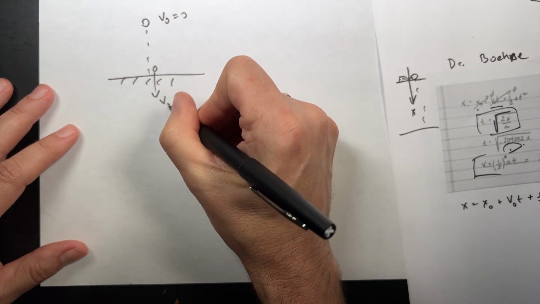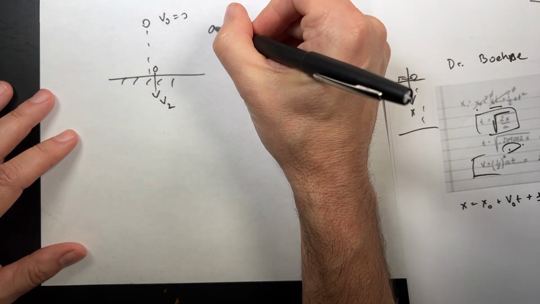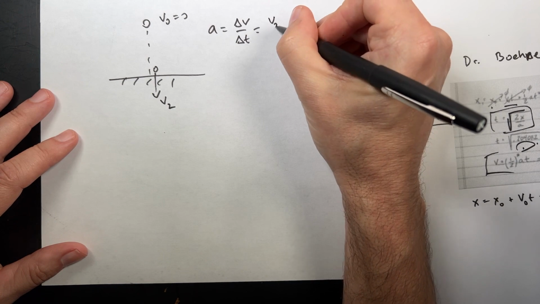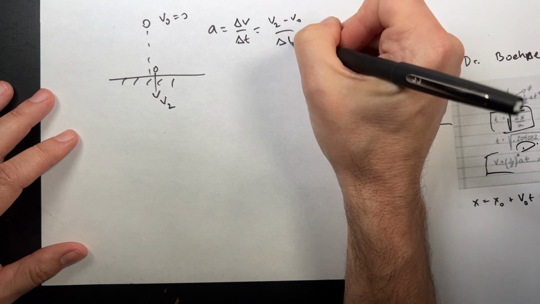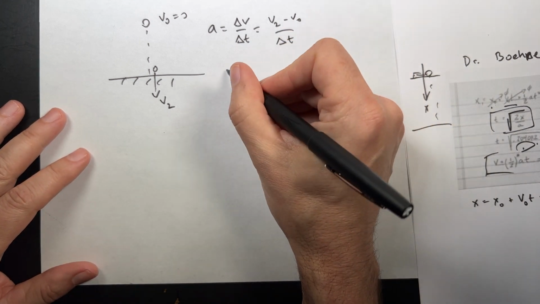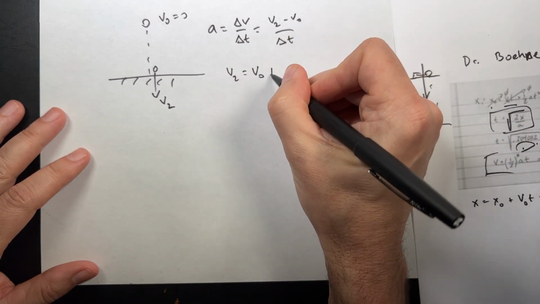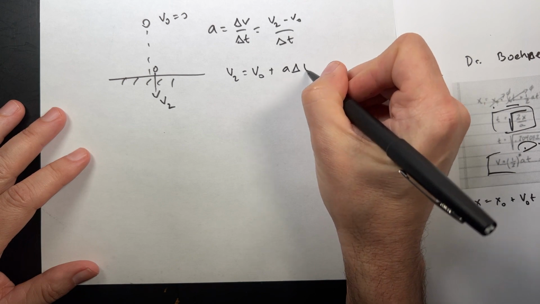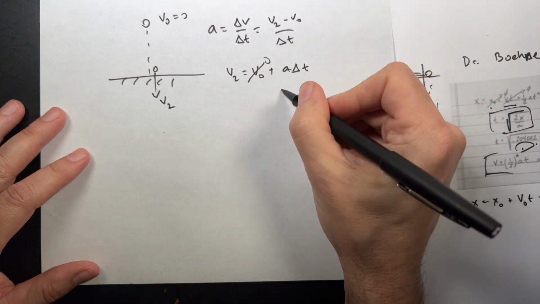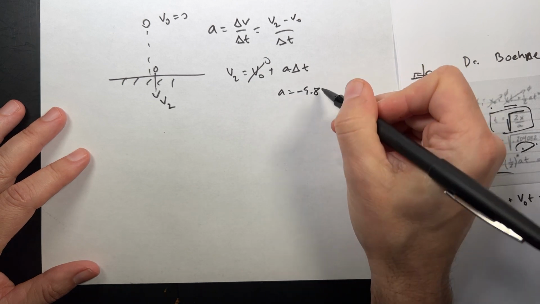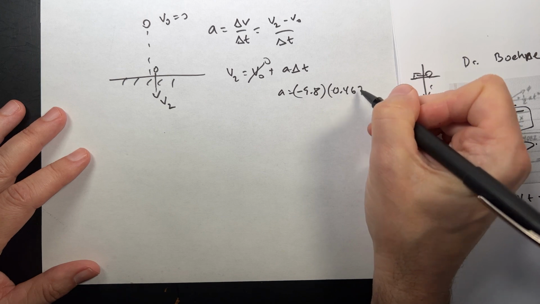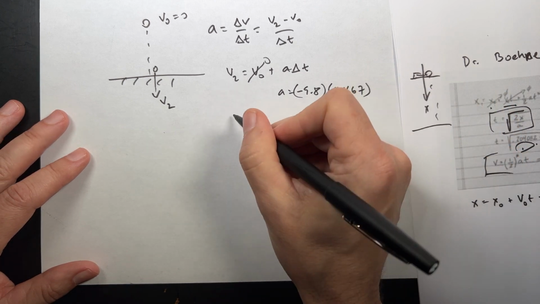We'll call that v2. Then I could say the acceleration is the change in velocity with respect to time, and that's going to be v2 minus v0 over delta t. This is for constant acceleration, which is what we have here. So I can solve for v2. It's going to be v0 plus a delta t. And then if v0 is 0, that's fine. I would have a is negative 9.8, and then the t of 0.467. And then I would get the final velocity.